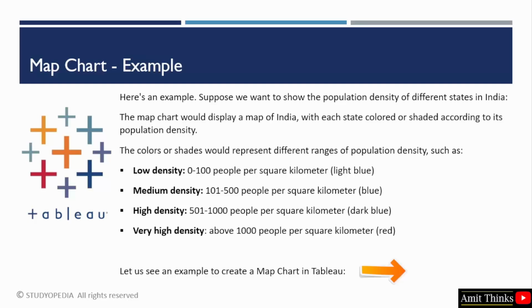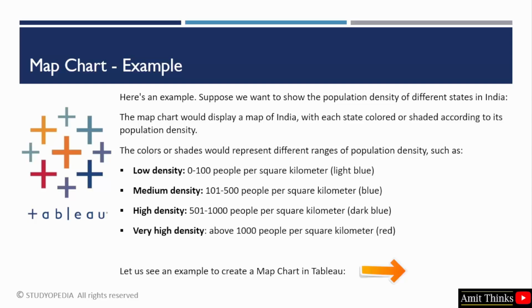Let's say we want to display the population density of different states in India. Your map will display a map of India that will show the states colored or shaded according to their population density. There will be different ranges of population density, let's say low, medium, high and very high. So 0 to 100 people per square kilometer will be under low density, that is light blue color, and the maximum will have the red color, let's say, that is very high density.